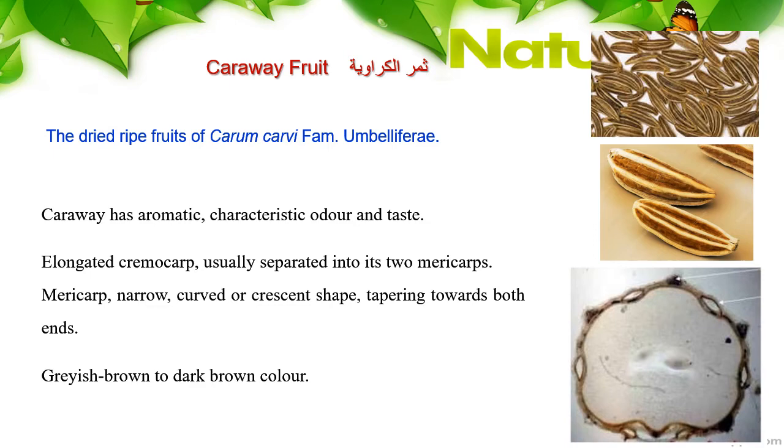The mericarp is narrow, curved, or crescent shape with tapering ends. It has grayish brown to dark brown color. This is a sector of caraway fruit. Most of the sector is occupied by the seed with vitta and characteristic shape vascular bundle with duct, cytogenous duct above the vascular bundle.